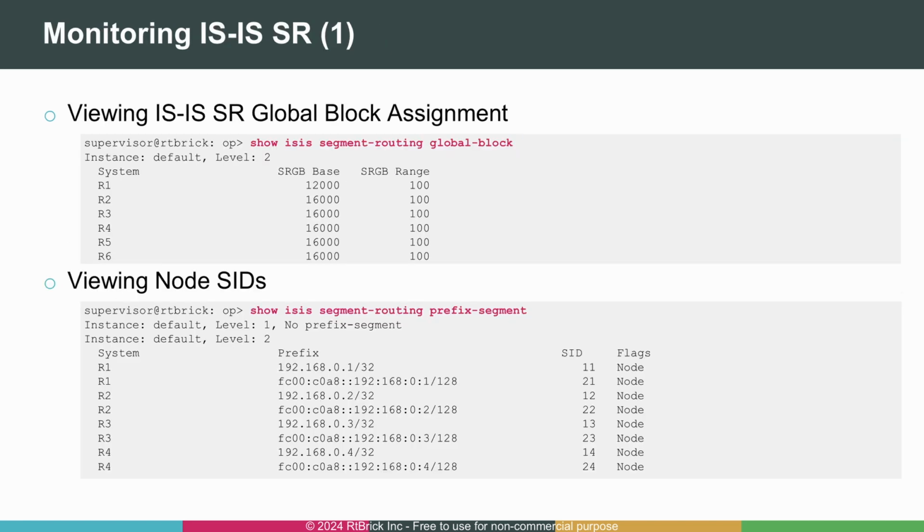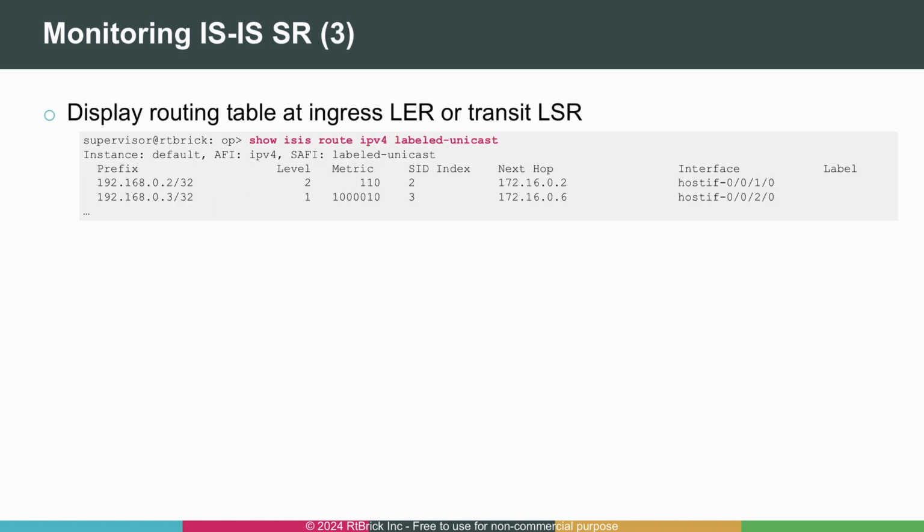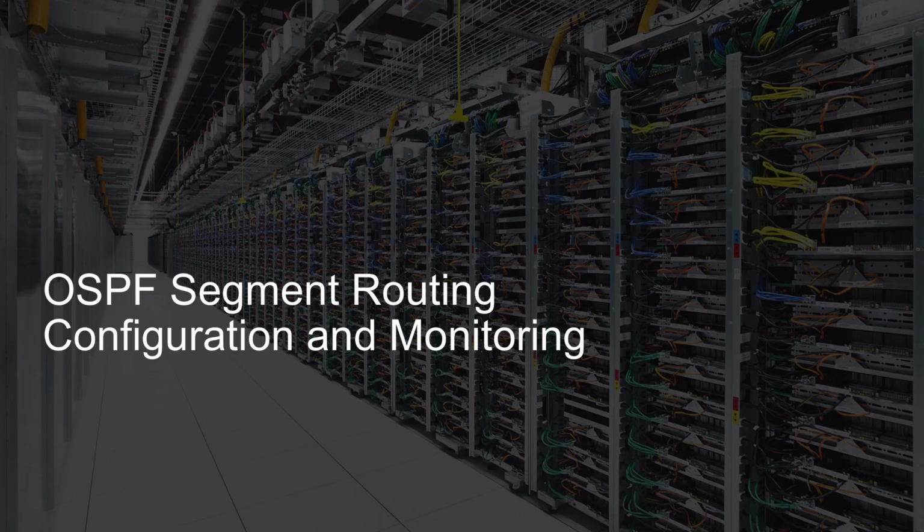To monitor ISIS, you can run the show ISIS segment routing command. This will show you the SRGB, prefix SID indexes, and adjacency SID labels. All of this info is carried in link state PDUs and stored in the link state database, which is used to build the ISIS routing table. I went through the last few slides quickly, they're just for reference. Feel free to pause the video if you need more time. Let's move on to OSPF.